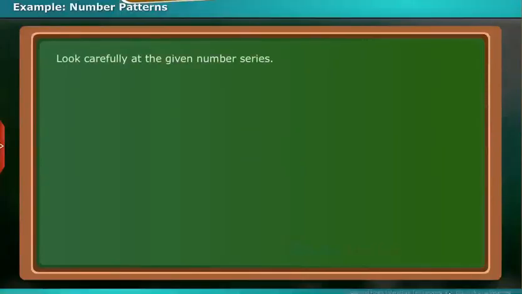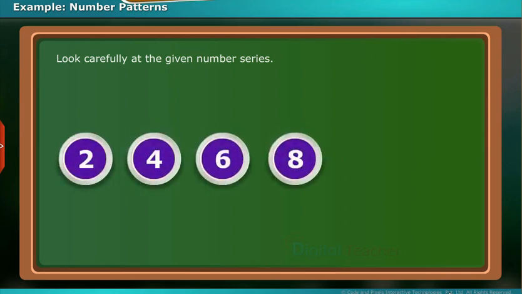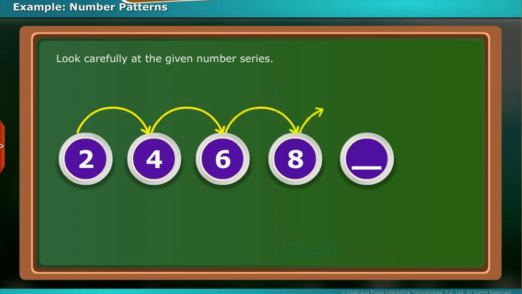Look carefully at the given number series. 2, 4, 6, 8. Here the number starts at 2 and add 2 each time. 2 plus 2 equal to 4. 4 plus 2 equal to 6. Keep adding 2 each time.